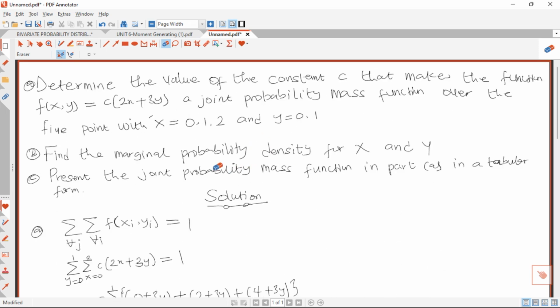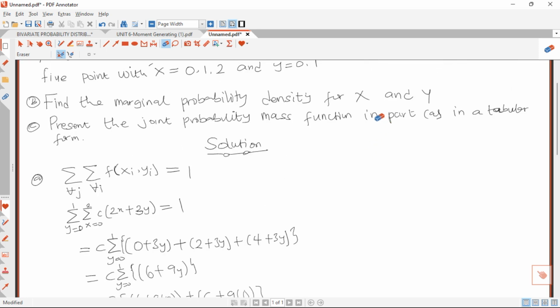So the follow-up question is telling us to find the marginal probability mass function for x and then y. Yes. So for the marginal probability for x, I told you that we are just going to sum on y. We are just going to sum on y. So here we're going to move from y equal to 0 to 1.